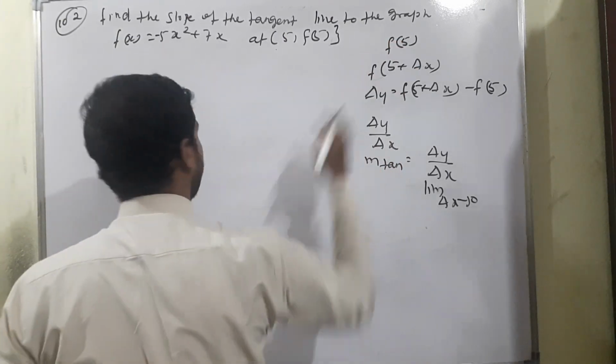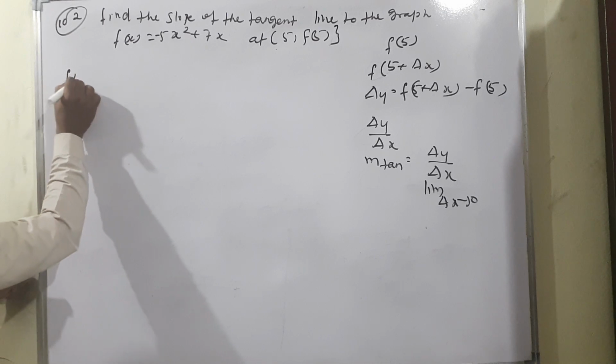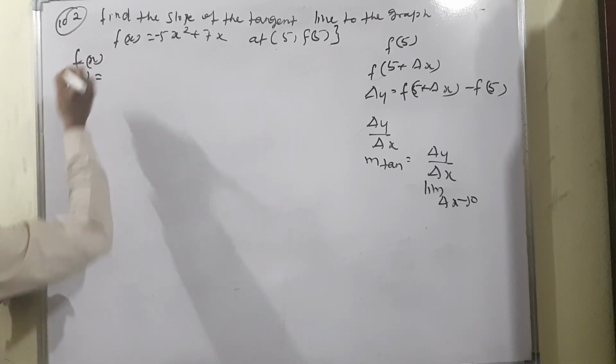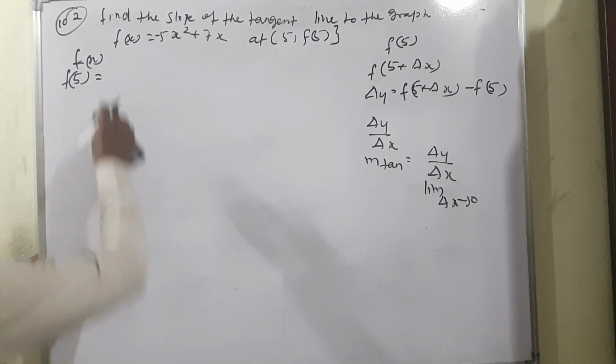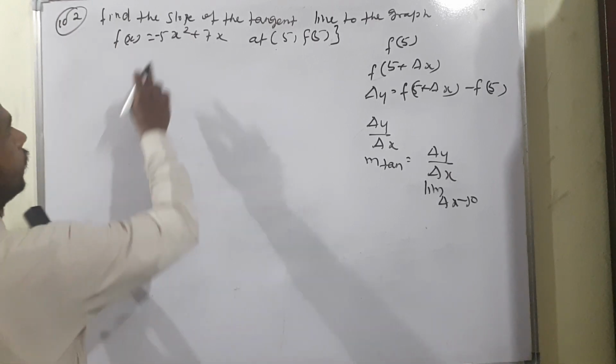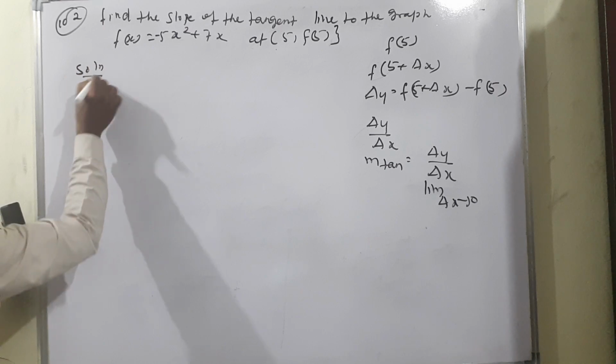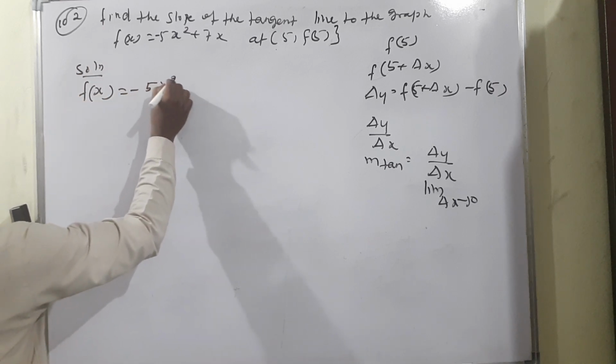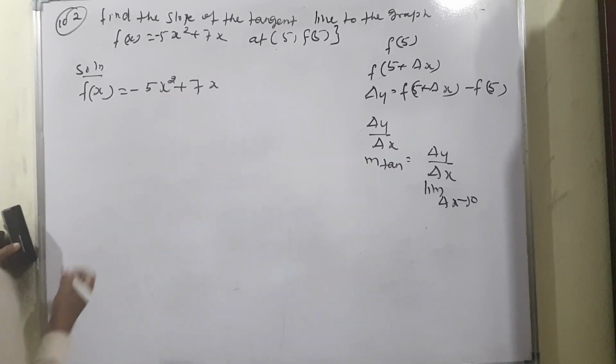One by one we can apply. First, f of 5. So for f of 5, first write f of x is equal to minus 5x square plus 7x.